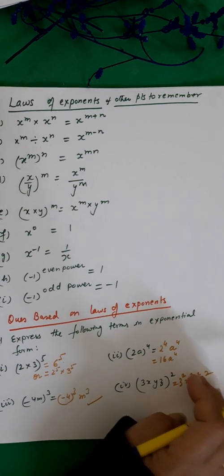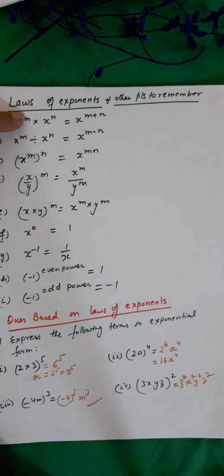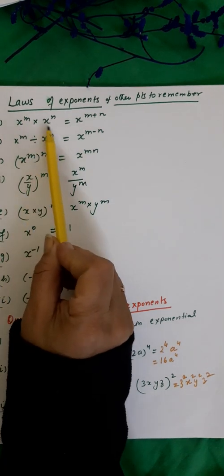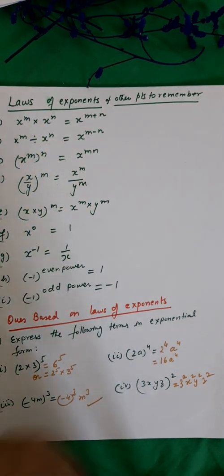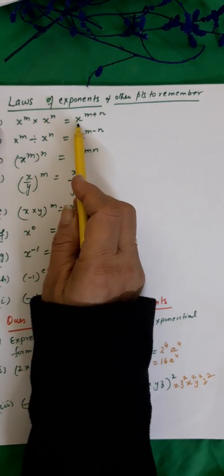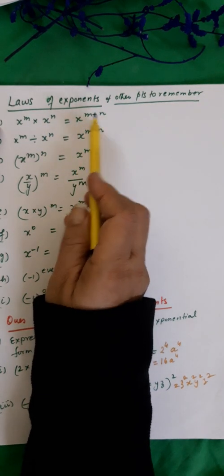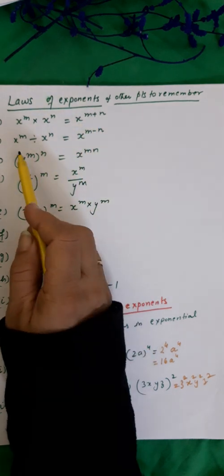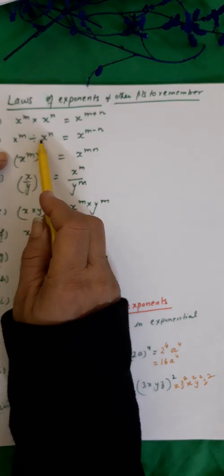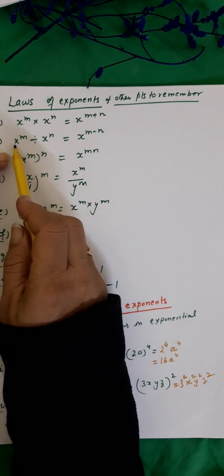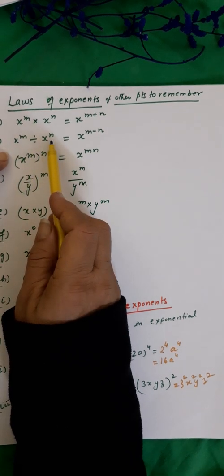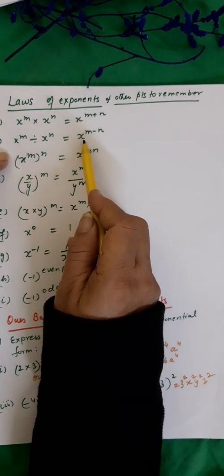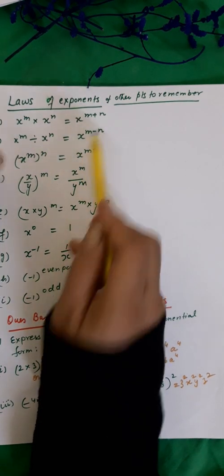Okay, what are those? See, first one is x raised to the power m into x raised to the power n. Here we notice that the bases are same but the powers are different. So what will happen? I will take this as x raised to the power m plus n. Here base is taken as common but the powers are added. Similarly, x raised to the power m divided by x raised to the power n. Mind you, base should be same. Powers are different. The sign is division. So powers will be subtracted. x raised to the power m minus n.